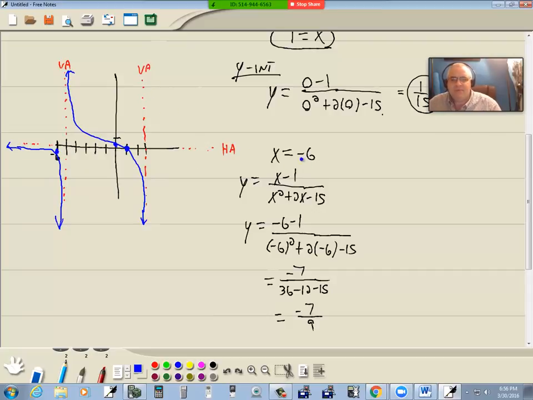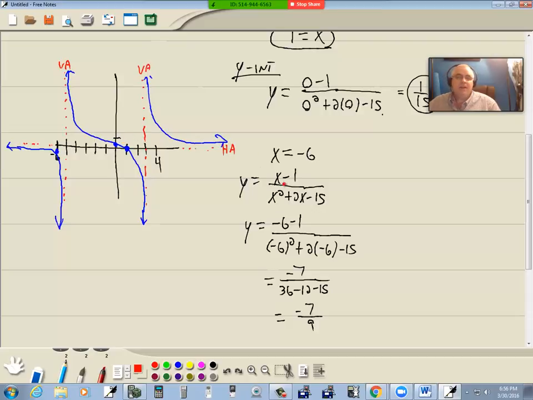Now I won't waste the time, but we'd plug in a point over here too. Since this is 3, I might plug in 4. And what I'm going to find is the graph will be up here. And that would be our graph. And that's what asymptotes are used for. Now to graph this by hand, you have to use all those different components.